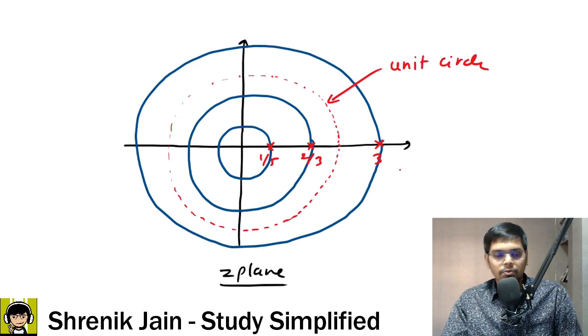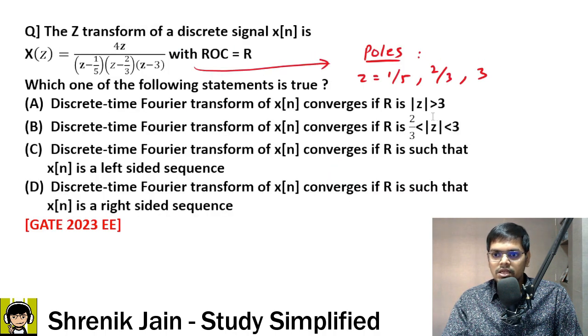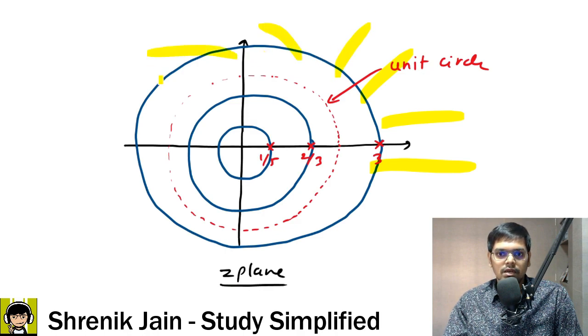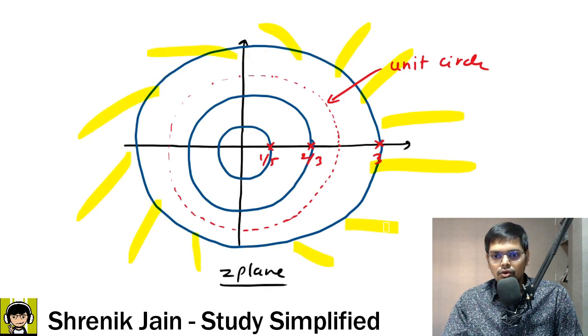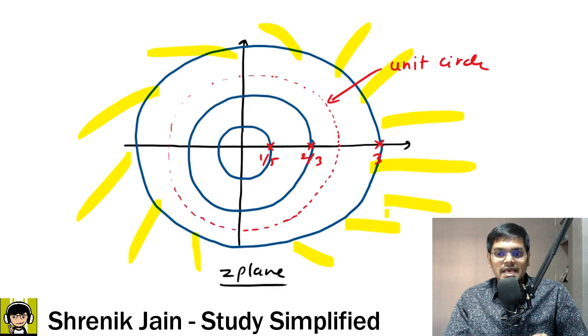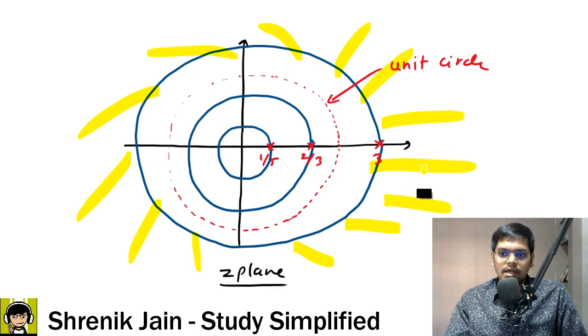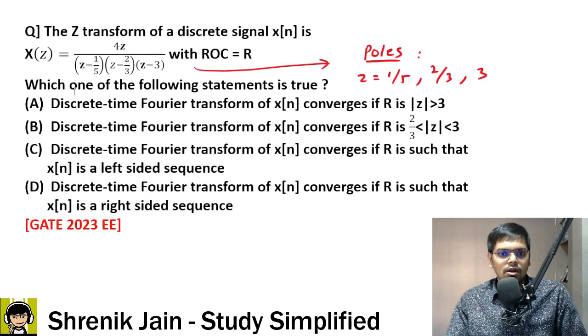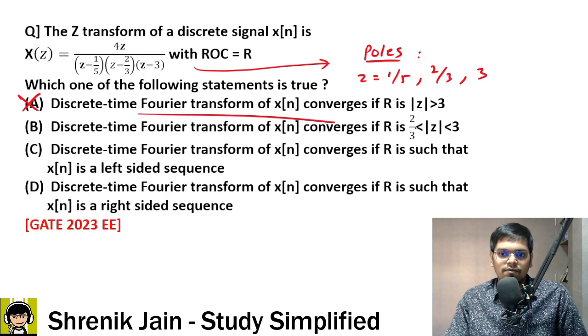Now check it out. In option A, they are saying that the region is |z| greater than 3. |z| greater than 3 means the outside region. If you choose the outside region, this region does not include the unit circle. The unit circle is inside here, and option A is saying the region outside. So it is not including the unit circle. Hence, option A is wrong. It won't converge. DTFT of x[n] does not converge in this range.